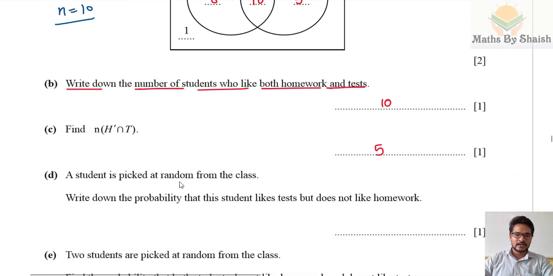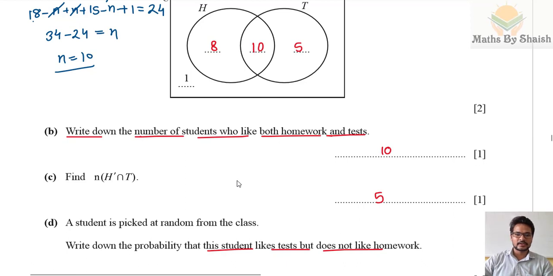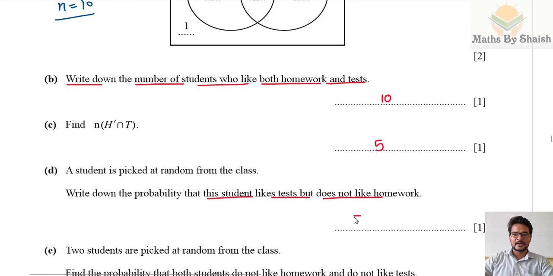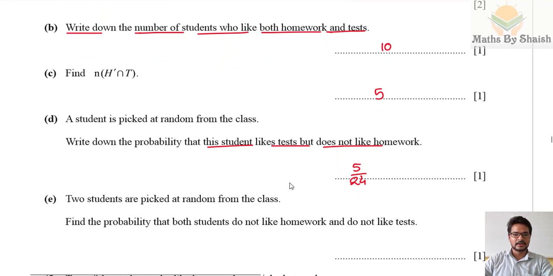A student is picked at random from the class. Write down the probability that this student likes test but does not like homework. So we want to find the favorable case, the number of students who like test, this is the circle, but does not like homework. So you cannot include these 10 students because they like homework as well. So it would be only 5. So it is going to be 5 upon total 24. So it is 5 over 24, or the decimal equivalent as well.